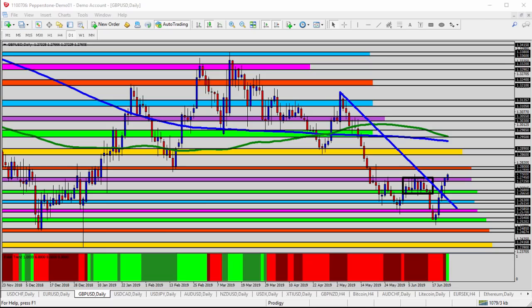Today we're looking at the GBPUSD, Great British Pound versus the US dollar, for today's trade analysis. We're looking here at the daily time frame. We've seen a little bit of a shift in the trend pattern. You can see obviously the blue trend line on the right hand side of the chart shows a downtrend pattern.